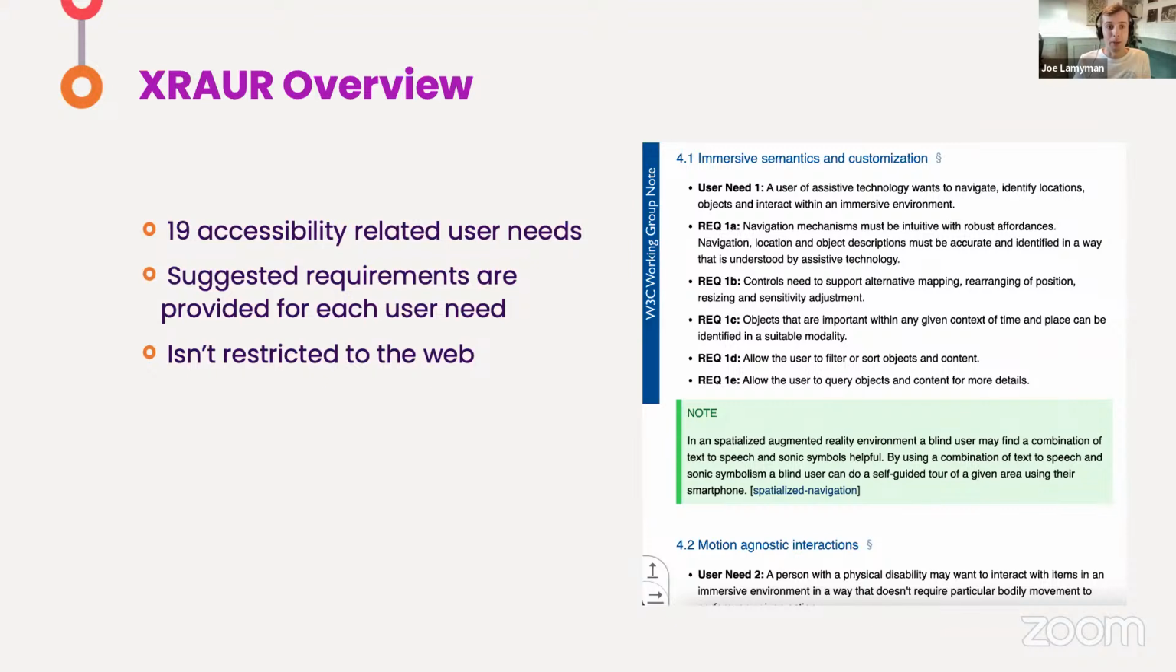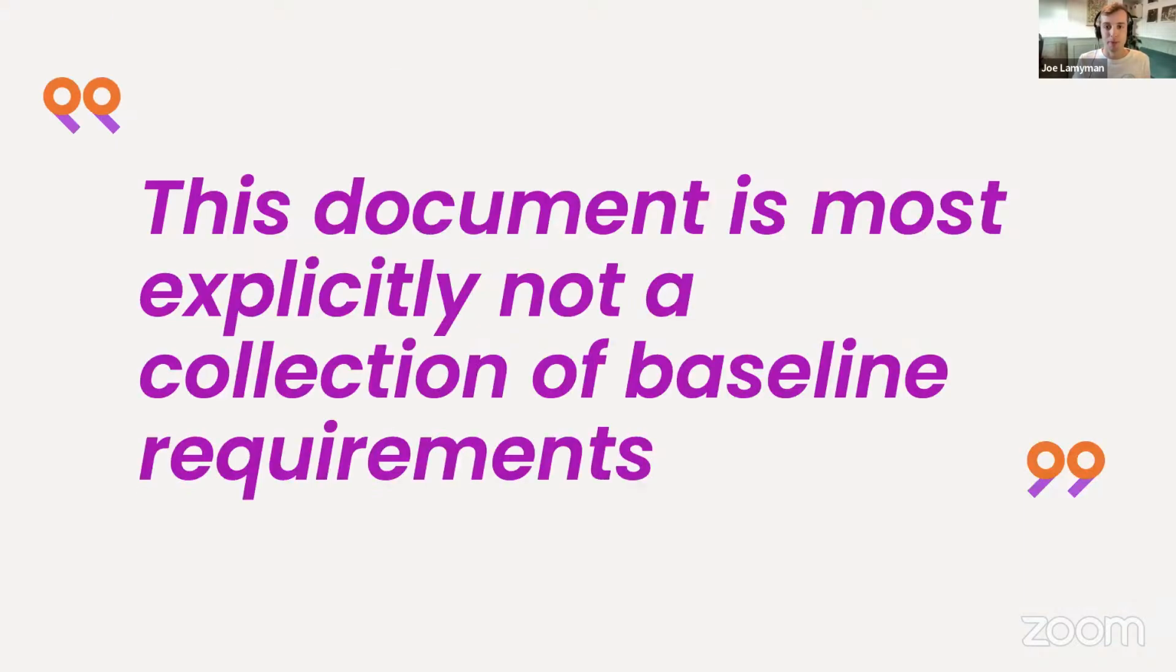And the really nice thing about using the XR AUR document as well is that the guidance, the user needs and requirements aren't specific to the web as well. So it's been written in a way that it doesn't focus on specific technologies or hardware. It's technology agnostic. So regardless as to whether you're developing a VR or AR application, and regardless of the hardware that you're developing for, the needs and requirements in this document should still be relevant to you.